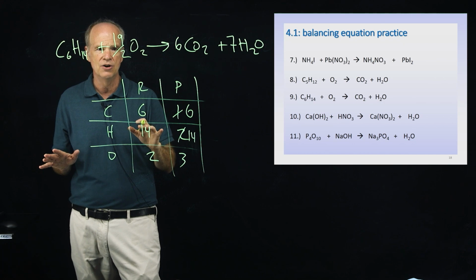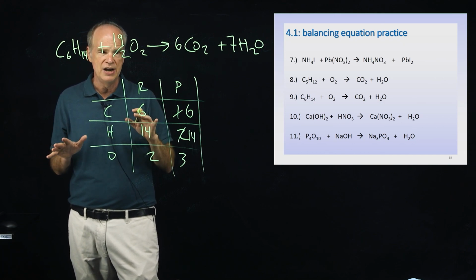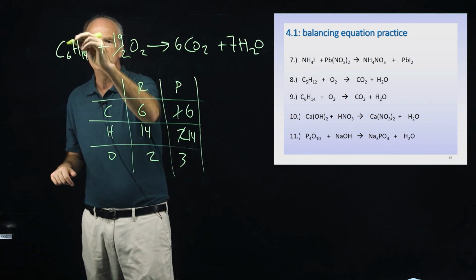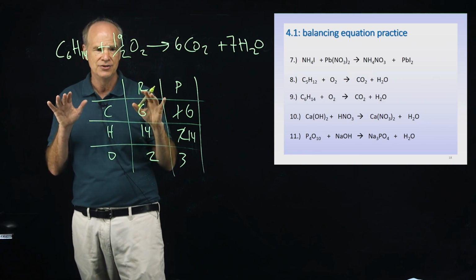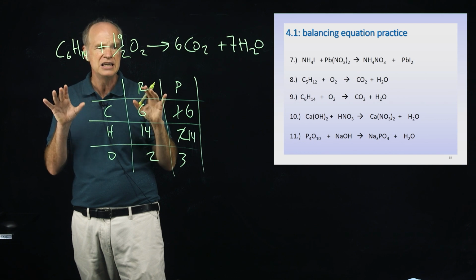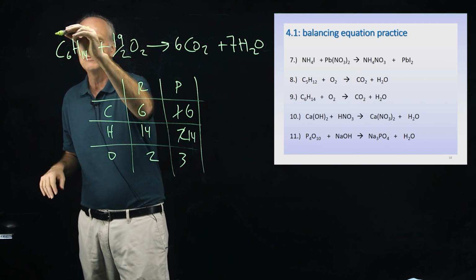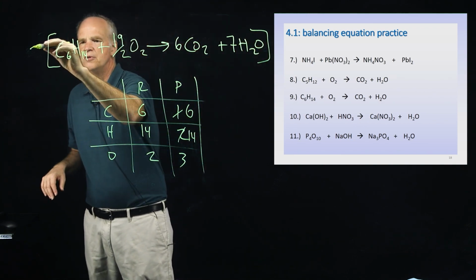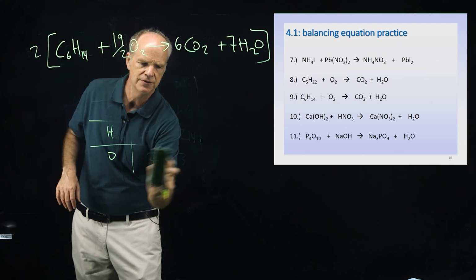Now, as you know, you cannot have fractional coefficients in an equation, so you have to get rid of it. The way you get rid of it is you see that it's divided by 2 here. That tells us that division by 2 will go away if we multiply each species, each reactant and product, by 2. So I'm going to take this whole equation here and multiply it by 2. Let me get a little more space here.